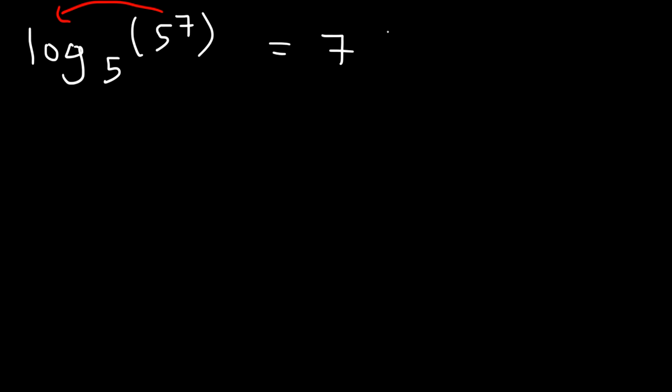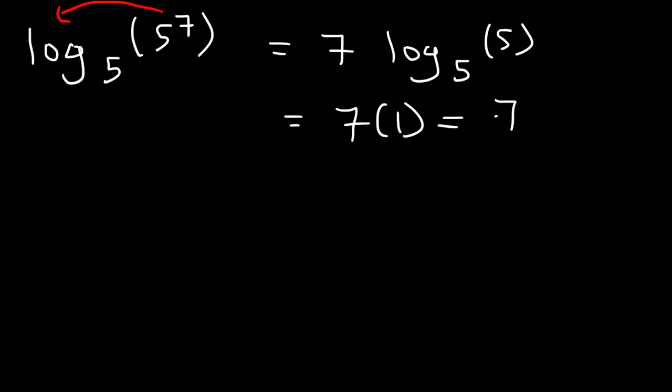So for instance, let's say we want to simplify log base 5 of 5 raised to the 7. What we can do is move the 7 to the front. So this is equal to 7 log base 5 of 5. Log base 5 of 5, because they're the same, is equal to 1. And 7 times 1 is 7.